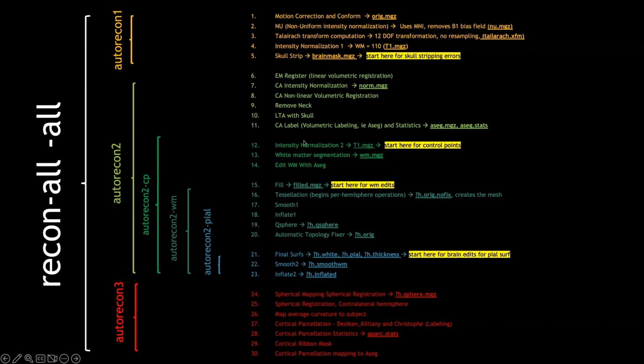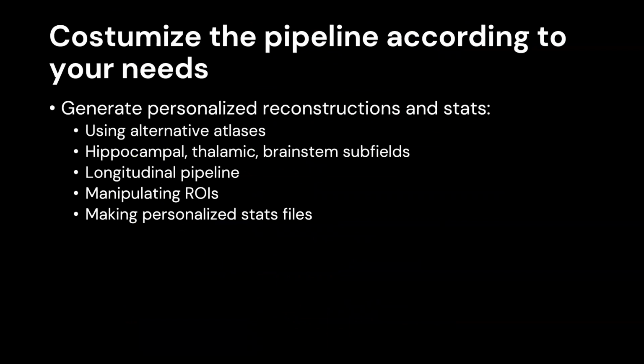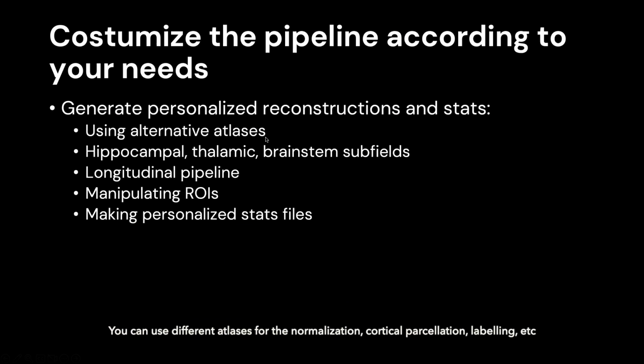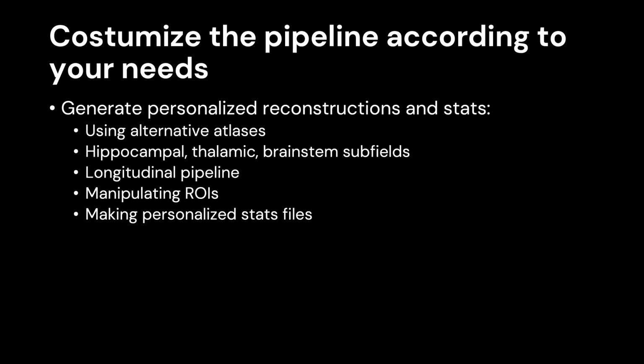Now, the recon-all command is quite robust, and it also has a bunch of flags that you can use to personalize your reconstruction and your statistics. For example, you can use alternative atlases. FreeSurfer will use the Desikan-Killiany and the Destrieux atlas for the parcellation of your cortical regions. However, as I just said, you can also use different atlases. That depends on your analysis and what you're trying to obtain.